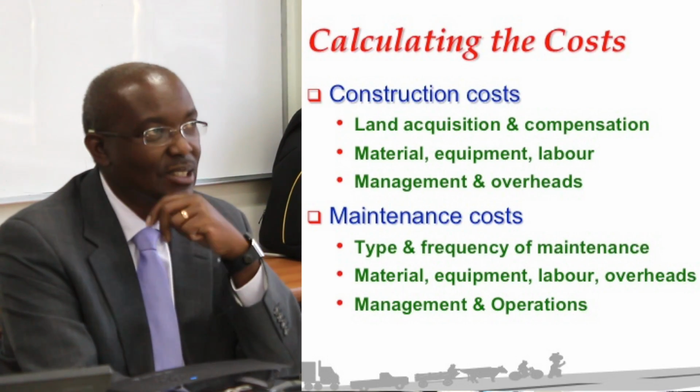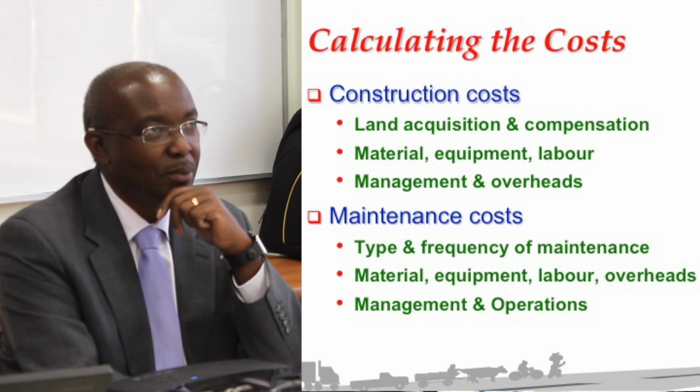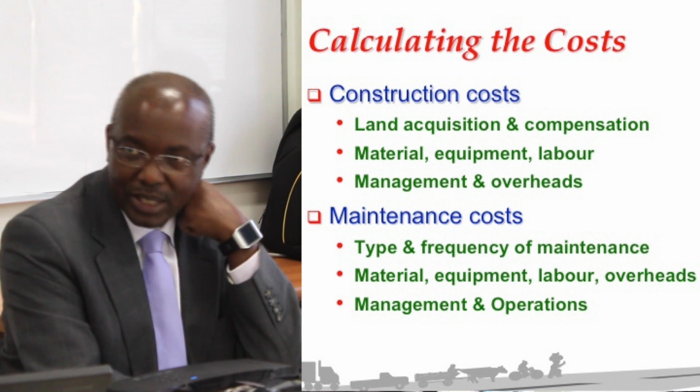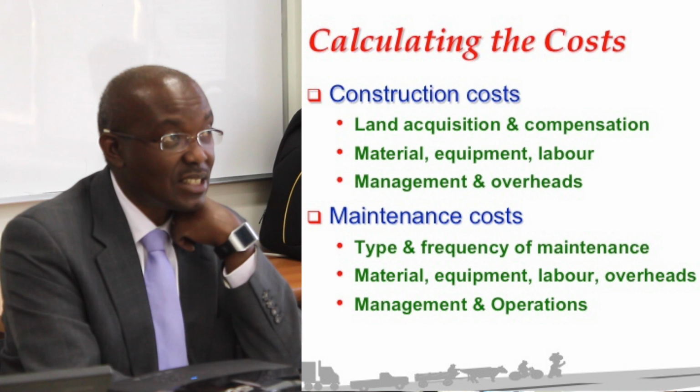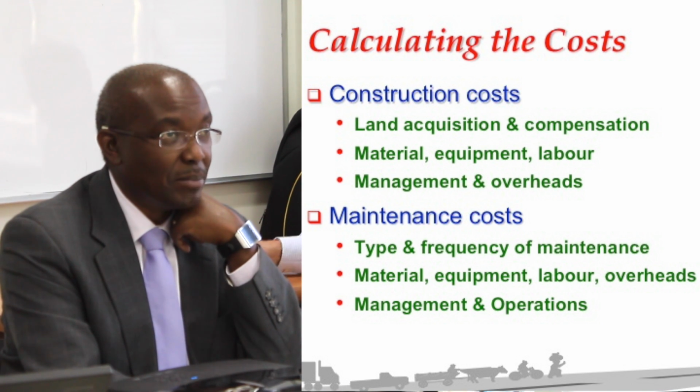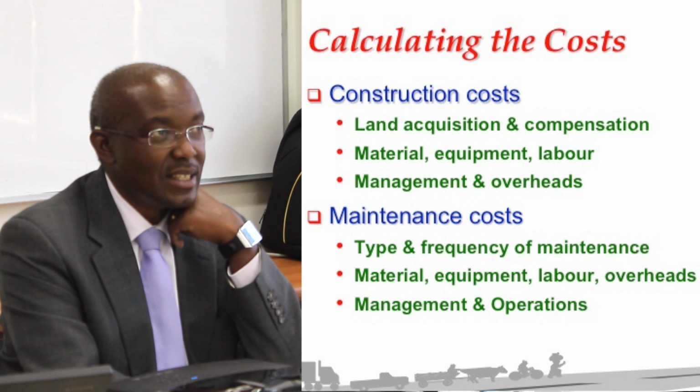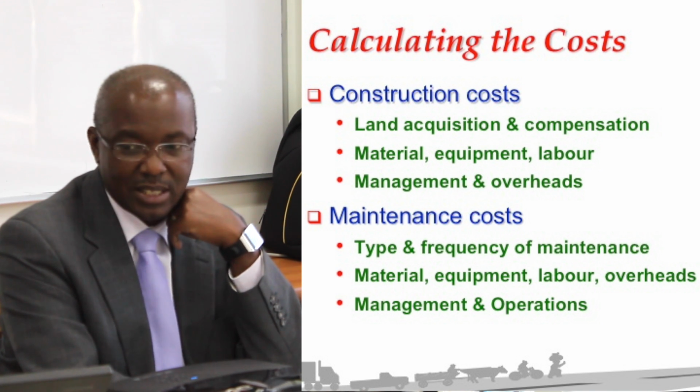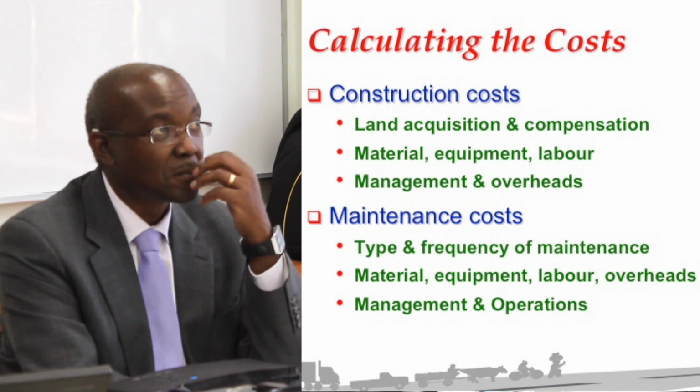That's the simple part. Now we begin to get into the actual meat of the subject, the actual estimation of costs. For roads, the costs are basically capital costs from construction, which is your land acquisition, equipment, labor, management, and overheads. And then the maintenance costs, the type of maintenance that you do, the physical costs, and then of course the management costs as well.